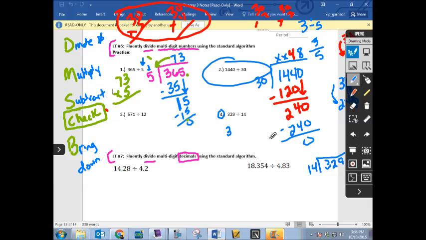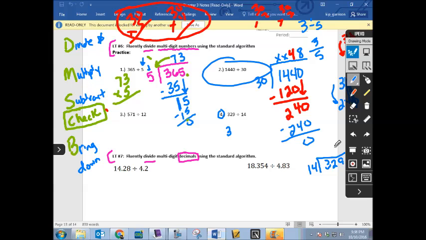Okay, so now going down to this one. So 14 can't go into 3. It can go into 32. And again, you can use your rounding rules. 14 is really close to 10. 32 is really close to 30. So I know 10 goes into 30 3 times.